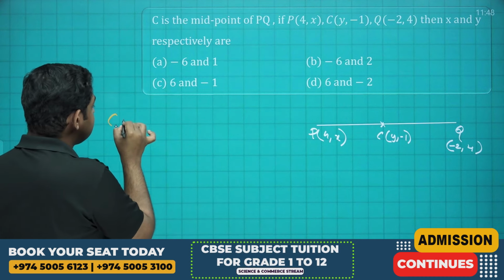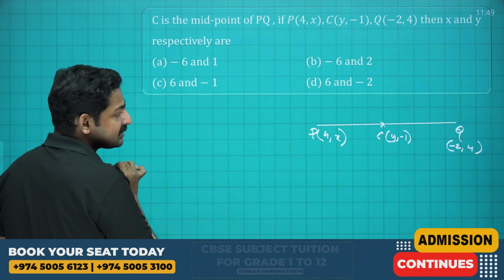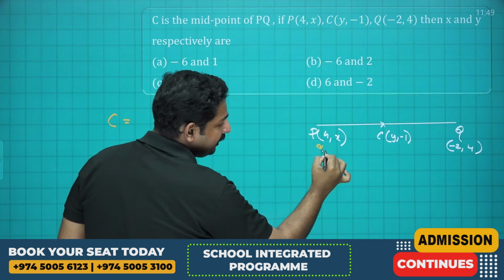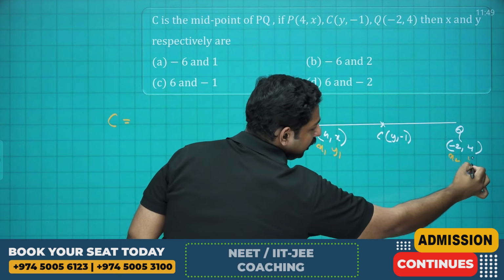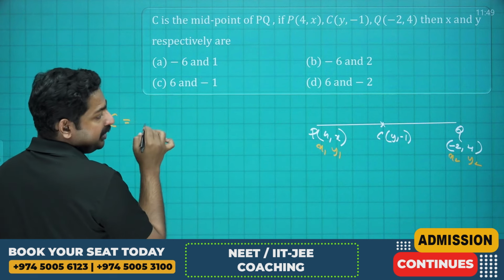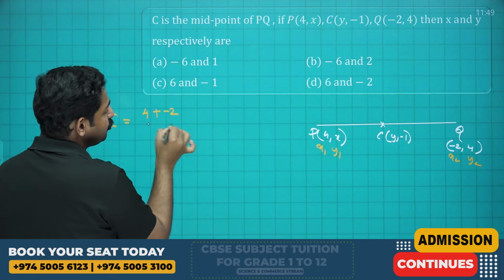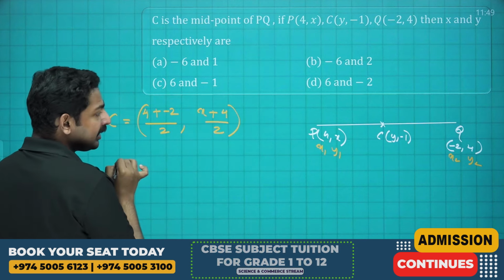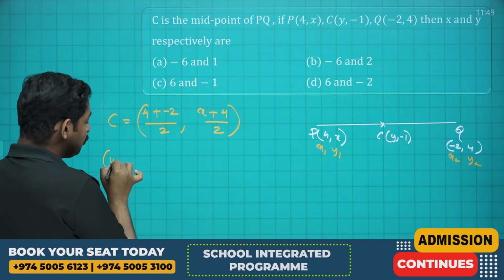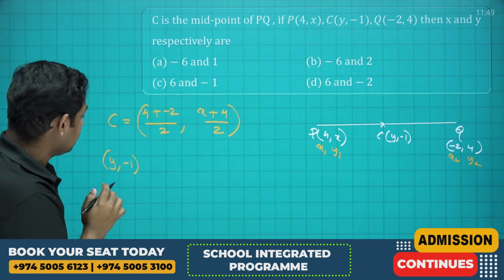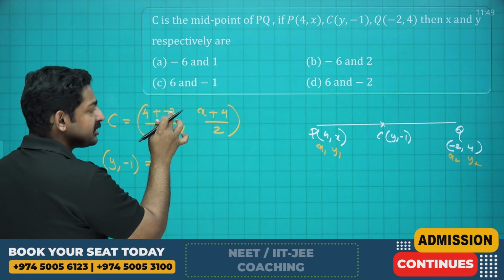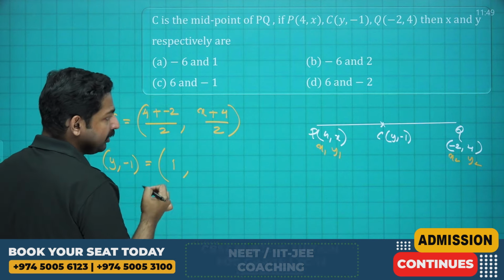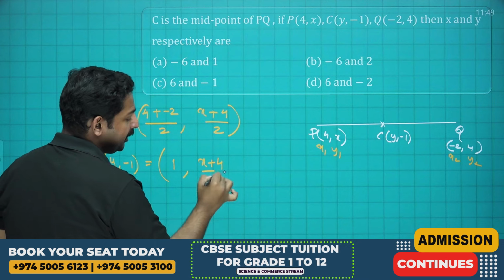Correct? So by midpoint formula, C is equal to (x1 plus x2)/2. Here this will be x1, y1 and this will be x2, y2. So C is equal to (x1 plus x2)/2, which means (4 plus minus 2)/2, and (x plus 4)/2. Correct? And what is the value of C? We can give the value of C, so (y, minus 1). Actually C is (y, minus 1). So (y, minus 1) is equal to (4 minus 2)/2, and 2 by 2 you will be getting 1. Here (x plus 4)/2 is there.